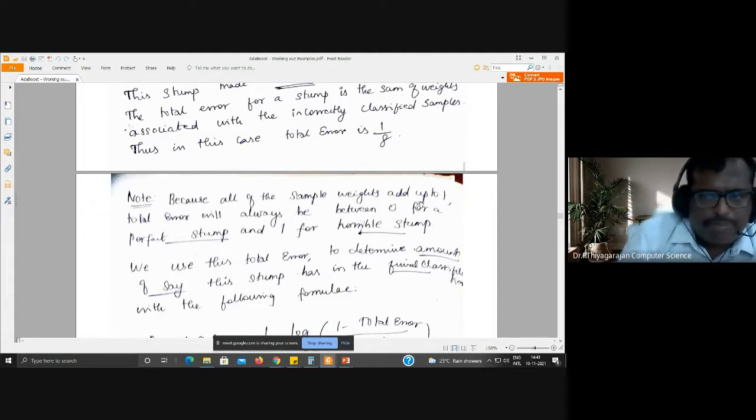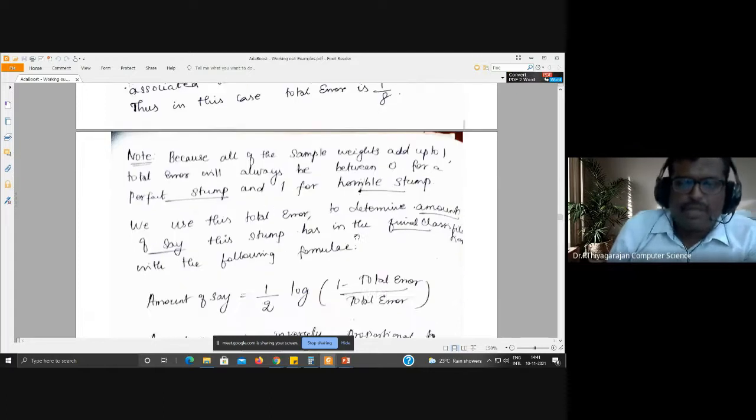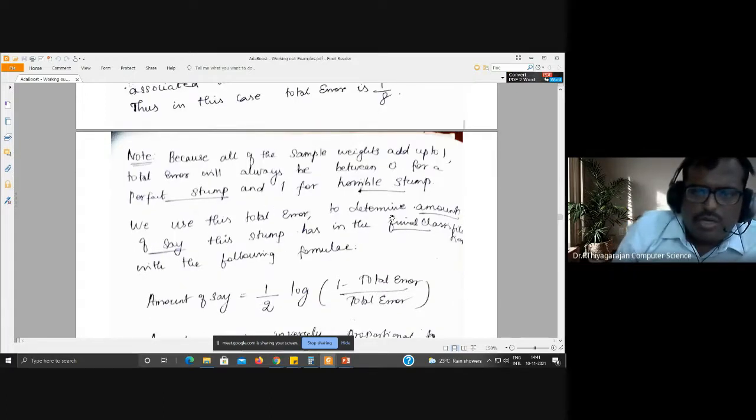Because all the samples have equal weight at the beginning, which adds up to 1, the total error will always be between 0 and 1. It will be 0 for a perfect stump, and it will be 1 for a horrible stump. So we use this total error to determine the amount of say.